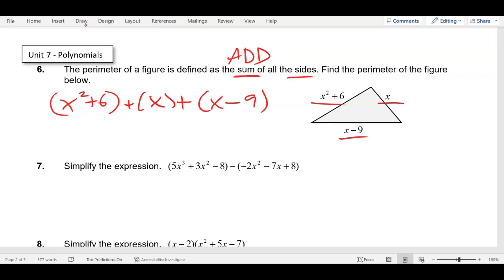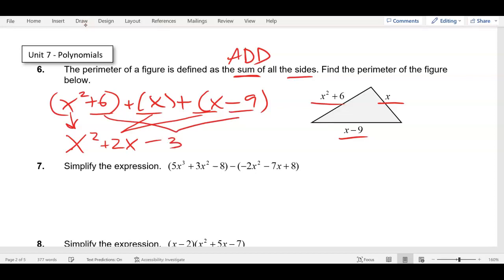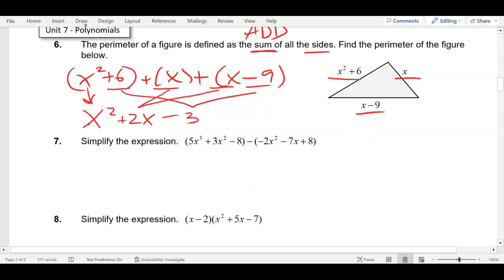Let's start with the highest degree, x squared. There's only one x squared, so it's going to be x squared. Then let's talk about our x terms. I have a 1x plus a 1x. Together, that gives me 2x. And then my constants are 6 minus 9. 6 minus 9 is negative 3. That polynomial is my answer. Cool. Now, on the next one, this is tricky. Do you see this?